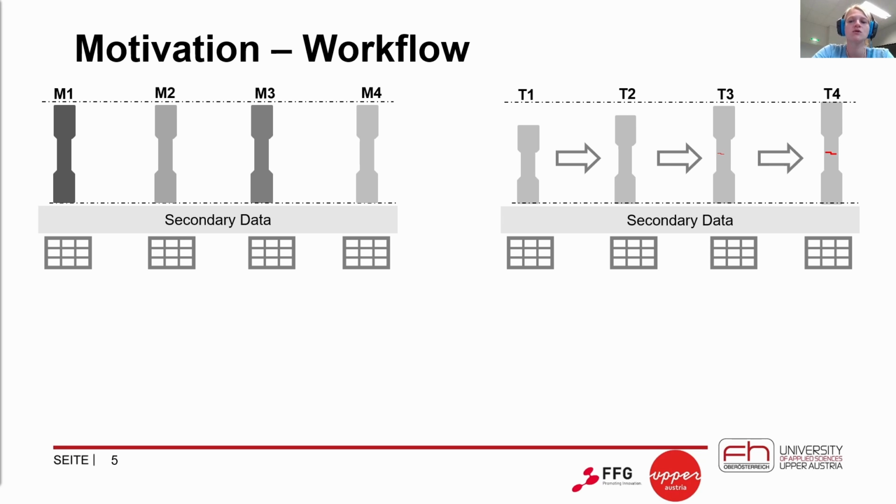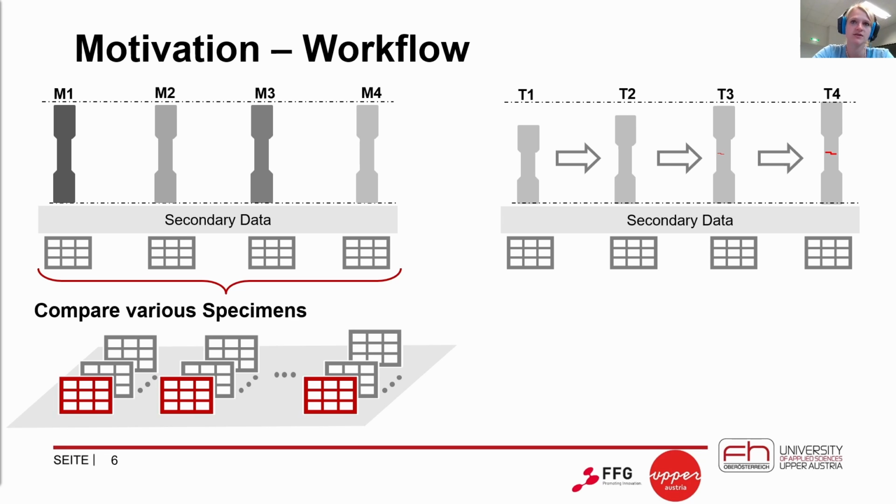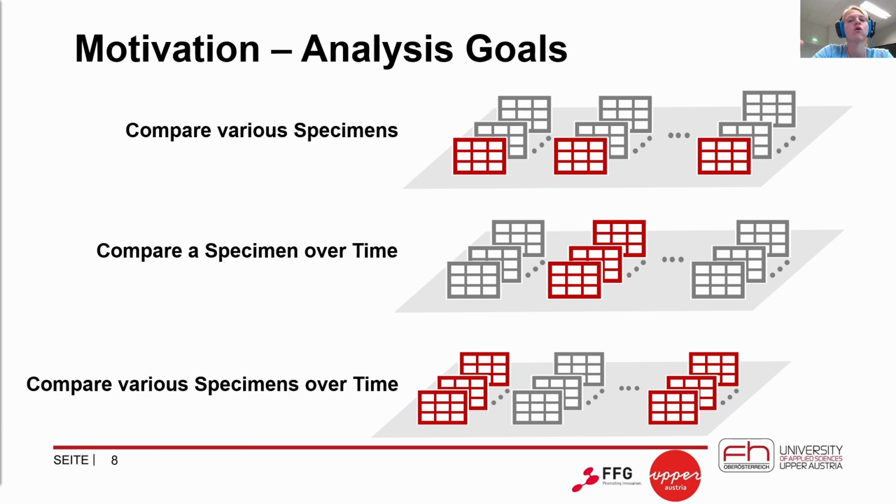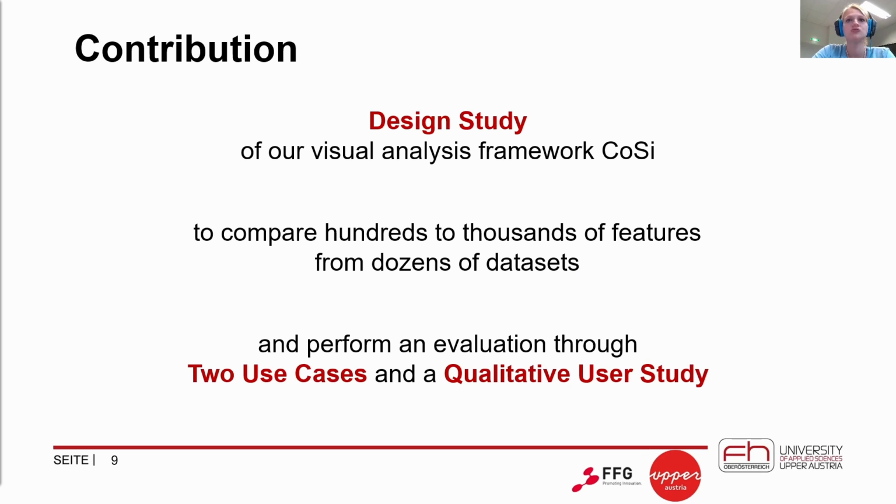So our analysis goals are on the one hand to compare various specimens, then to compare a specimen over time, and finally also the combination of both should be possible, so to compare various specimens over various time steps. And to fulfill our analysis goals, our contribution is a design study of our visual analysis framework CoSi, that enables a comparison of hundreds to thousands of features from dozens of datasets. And to show its effectiveness, we demonstrate 2 use cases, and we performed a qualitative user study with 12 material experts.